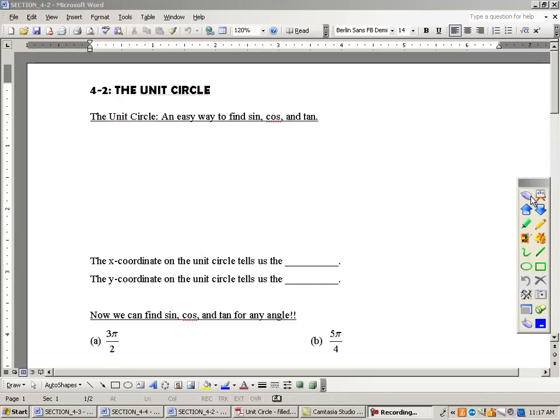Welcome to section 4.2. We're talking about the unit circle. Before you start this video, please make sure that you actually watch the unit circle video so that we can continue to fill in all of the unit circle from radians, degrees, to also exact values, because we're working with the exact values today as we fill in our notes.